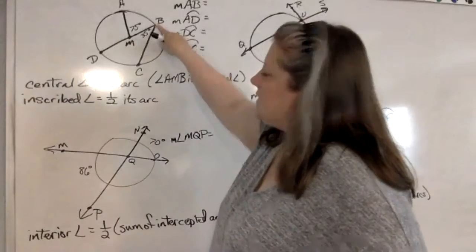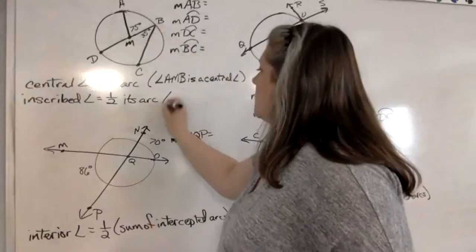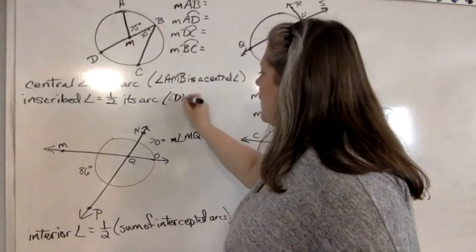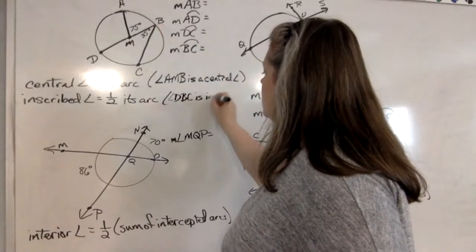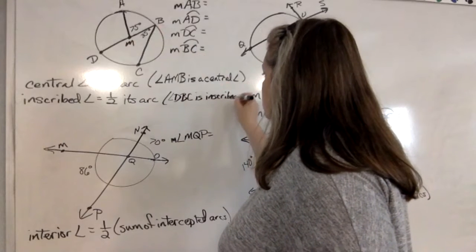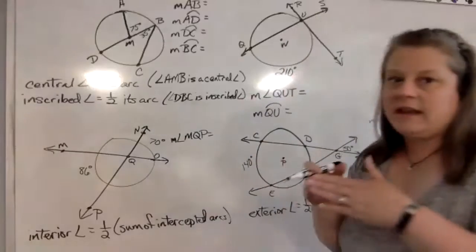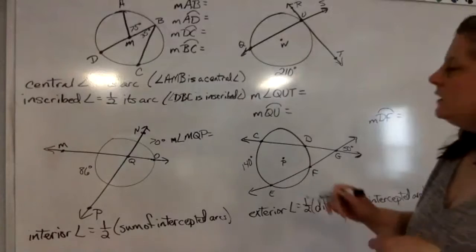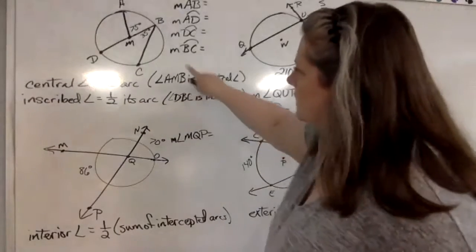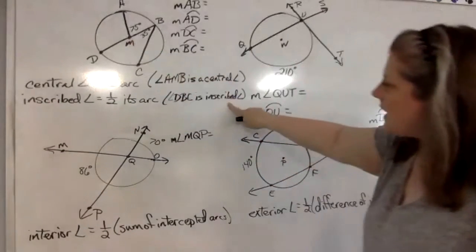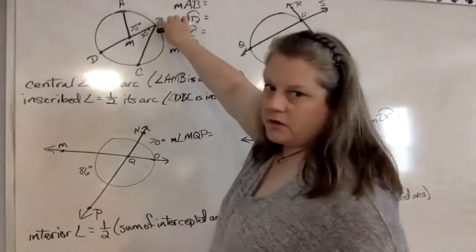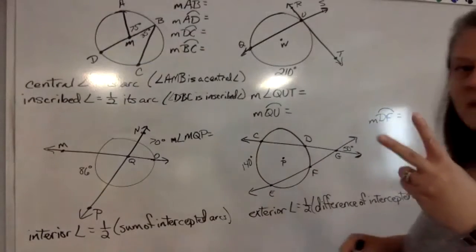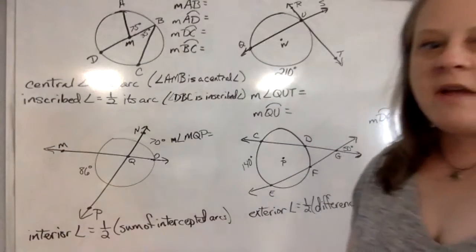This angle, its vertex is on the circle. So angle DBC. I said D, but I didn't write it. Angle DBC is an inscribed angle. Inscribed angle means it has the vertex on the circle. So we have central angles, where the vertex is the center, and we have inscribed angles, whose vertex is on the circle itself, on the actual circle going around. Now we have two things that we're using for these, okay?